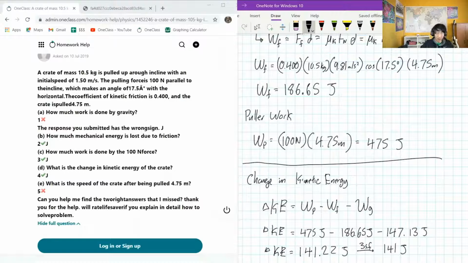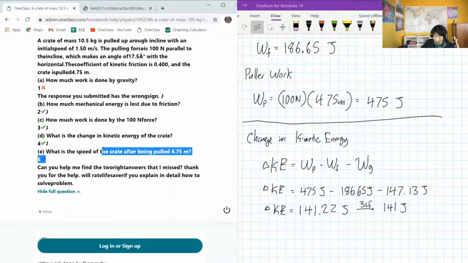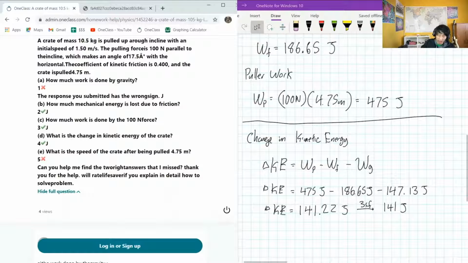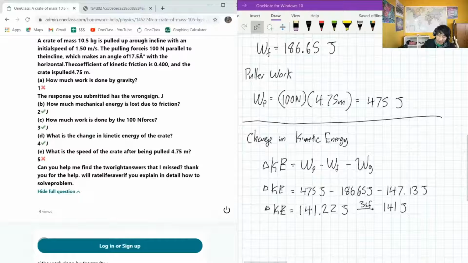Okay, so we increased the kinetic energy by 141 joules just by the work done by the puller, counteracted by the work done by gravity, counteracted by the work done by friction. Okay, cool. And the final question is, what is the speed of the crate after being pulled by 4.75 meters? So essentially, due to this change in kinetic energy, because we were originally moving at this 1.5 meters per second velocity, after we change our kinetic energy by this much, what is our new speed?